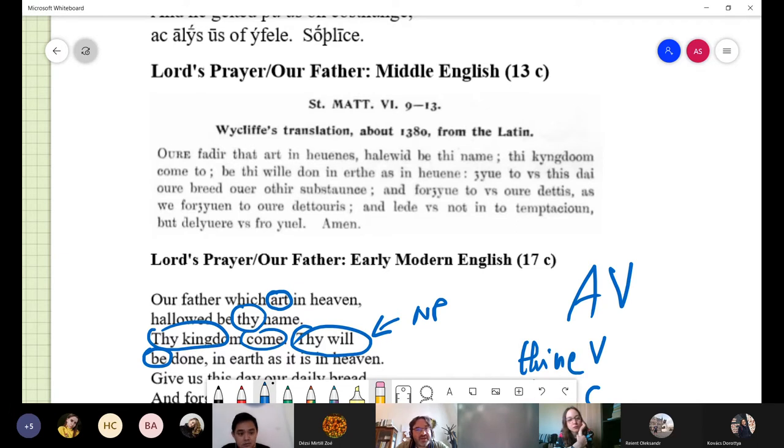Our father that art in heavenes, hallowed be thy name, thy kingdom come to, be thy will done on earth as in heaven. Give us this day our bread, other substance, and forgive to us our debtis, as we forgive to our debtors, and lead us not into temptation, but deliver us from evil. Amen.